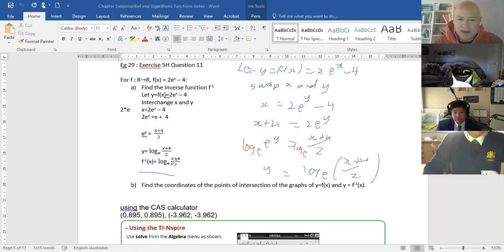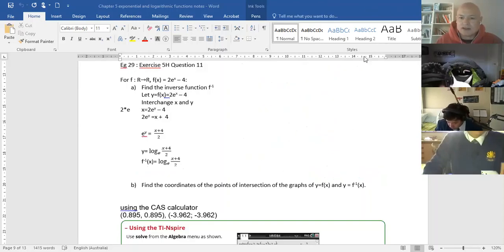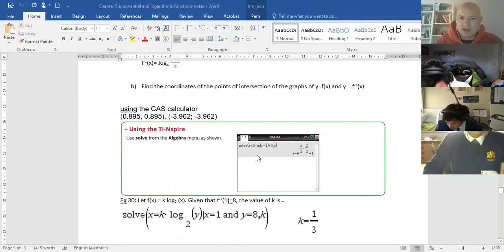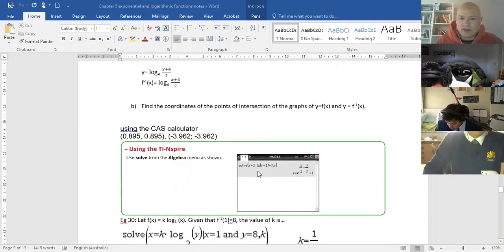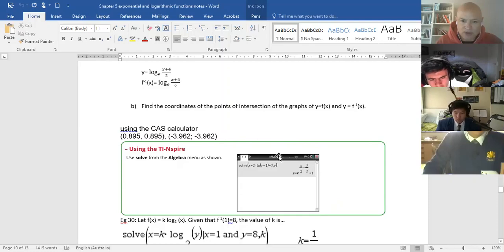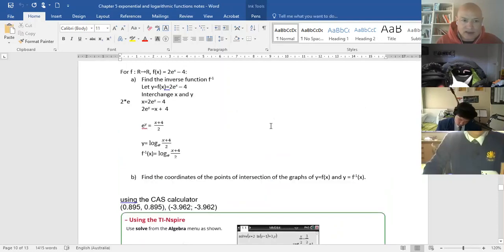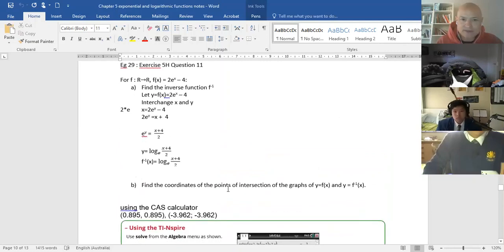And part B says find the coordinates of the point of intersection of the graphs of y equals f of x and its inverse. And I just did it on my calculator, which you've got there. Okay, I'm just solving. And I did it on my calculator. I didn't show it there. I thought I'd shown it. Sorry, that was just rearranging the y. So any questions on example 29?